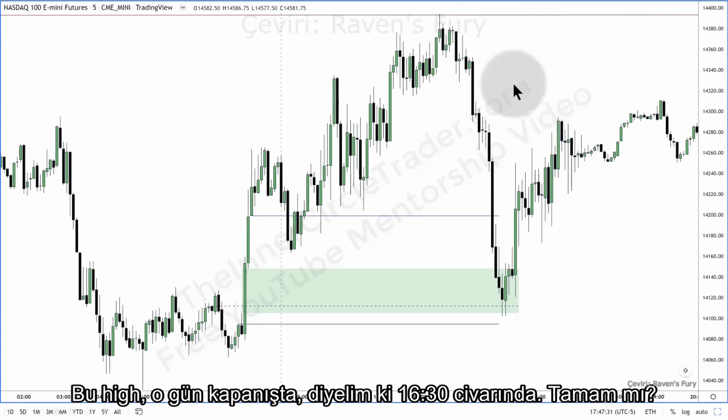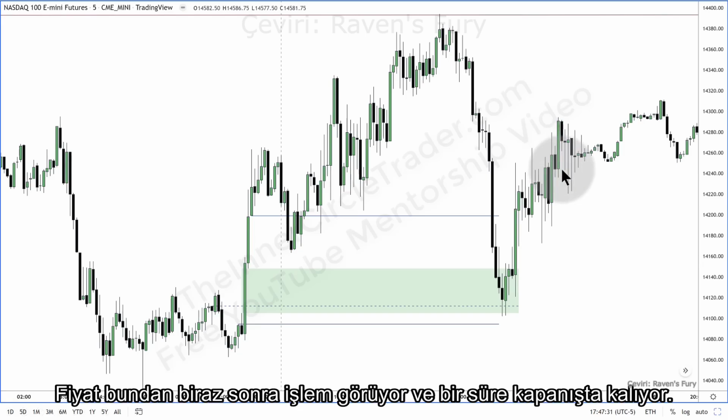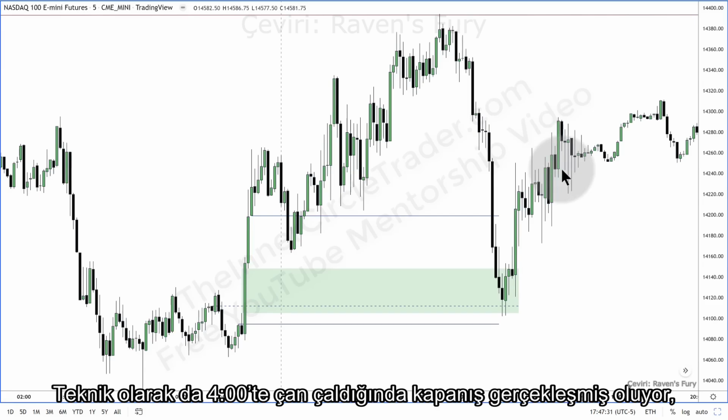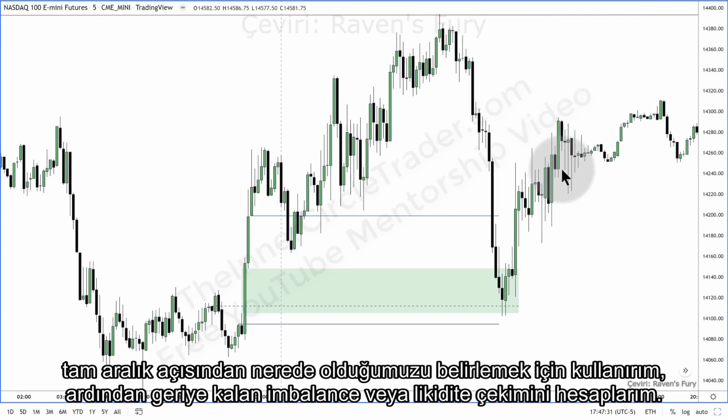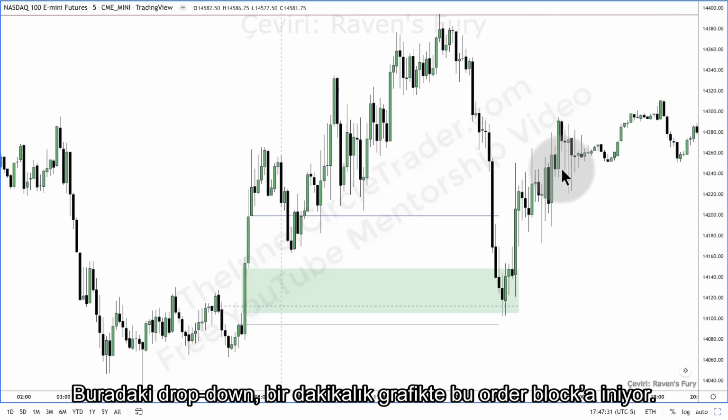This high at the close on this day here at say 4:30, 4:30 in the afternoon, to me, that's like the close for me. Now, it trades a little bit later than that and then closes for a little while. And it also technically closes when the bell rings at 4 o'clock p.m. local time in New York. Because there's a little bit of trading past that, I like to just look at 4:30 and consider that where we are in terms of what we've done for the full range, and then determine what I have left for maybe imbalance or liquidity pools.